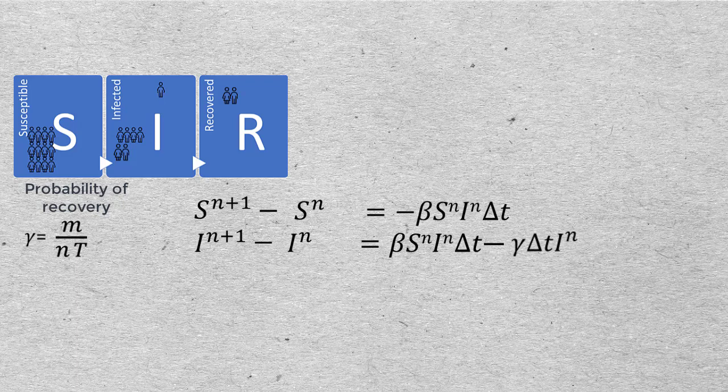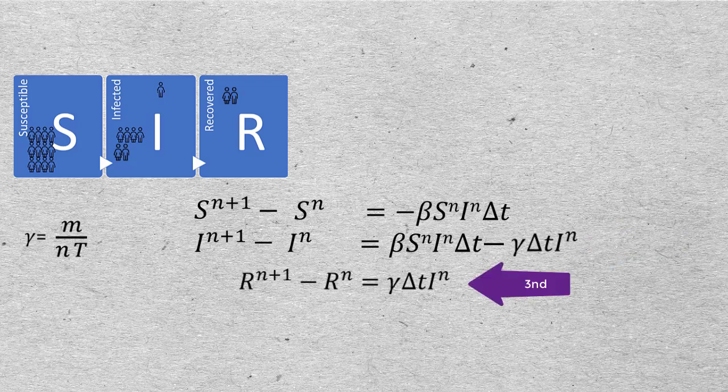We subtract this value to get the total change in the I category during the short time interval from n to n plus 1. This will be the second of our three difference equations constituting our SIR model. Finally, the change in the R category is our third difference equation. R^{n+1} minus R^n is equal to gamma delta t I^n.